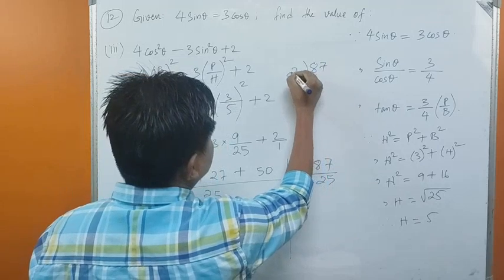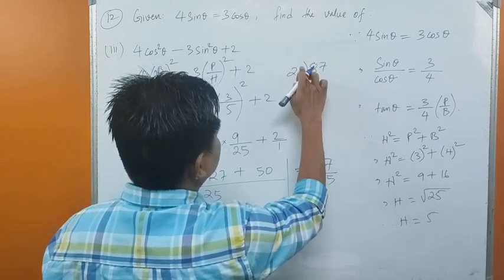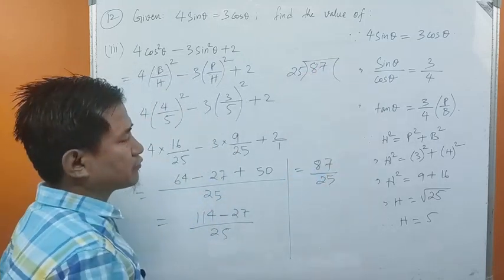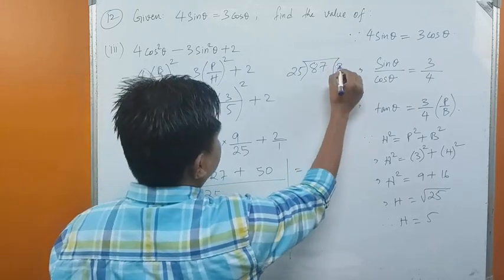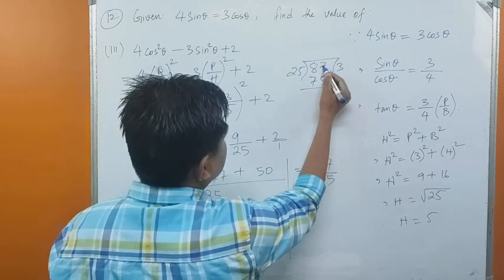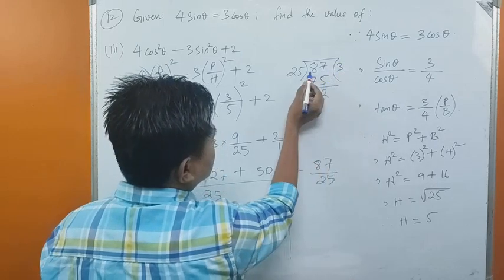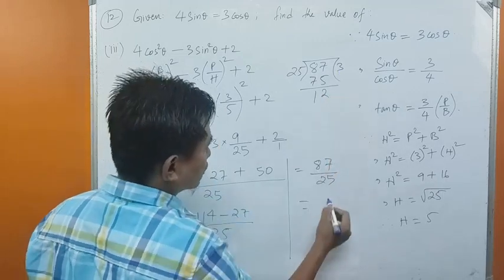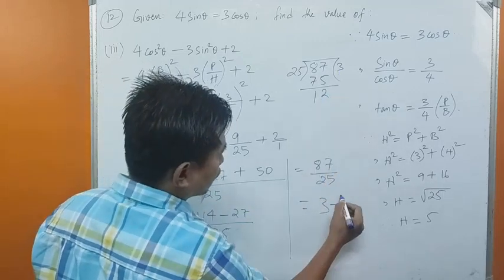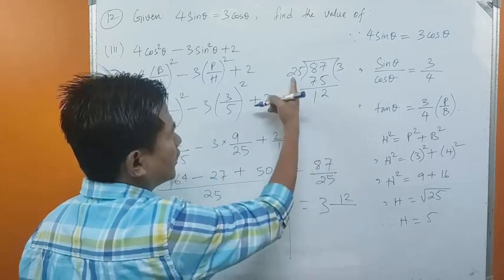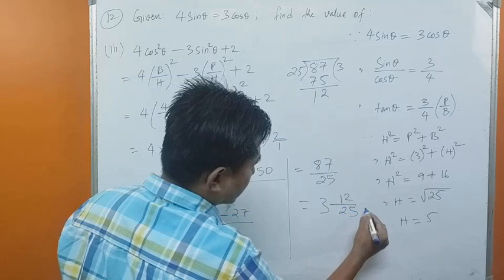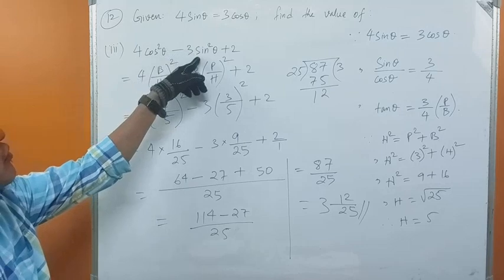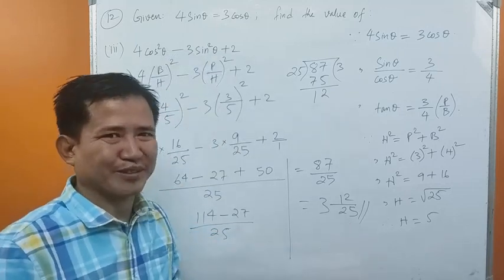87 divided by 25. 25 threes are 75, isn't it? 75. So 7 minus 5 is 2. This is 8. 8 minus 7 is 1. So 3 whole, this quotient 3 we write here, 12 in the numerator, this remainder in the numerator, and divided by the 25 in the denominator. So this is the answer for question number 3. 4 cos square theta minus 3 sin square theta plus 2 is 3 whole 12 upon 25. Okay, I hope you got this.